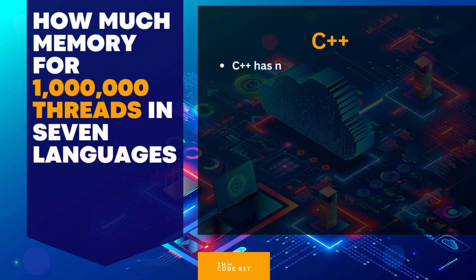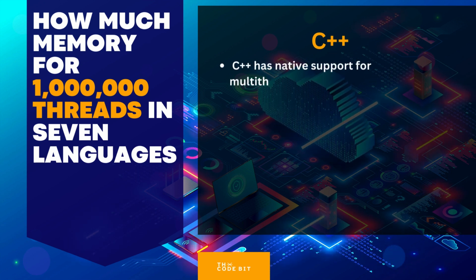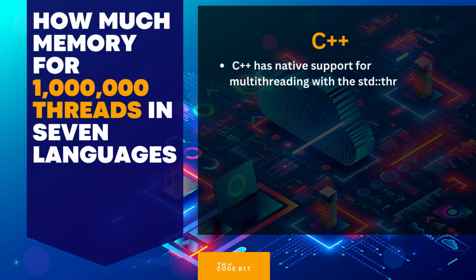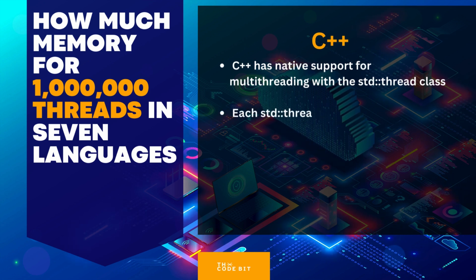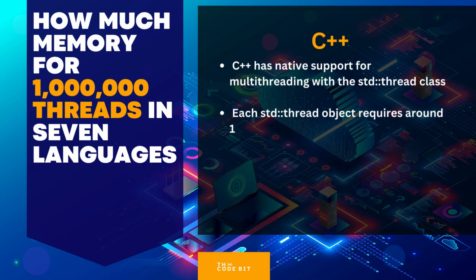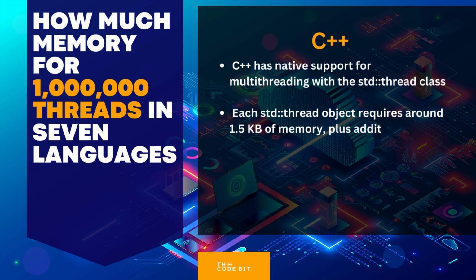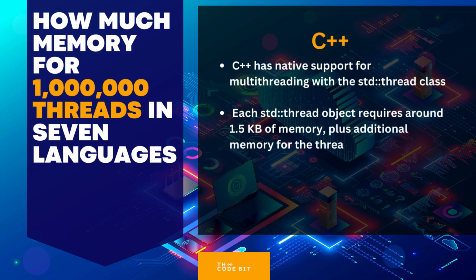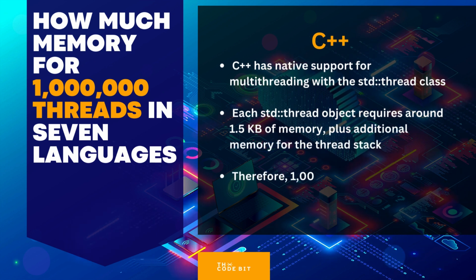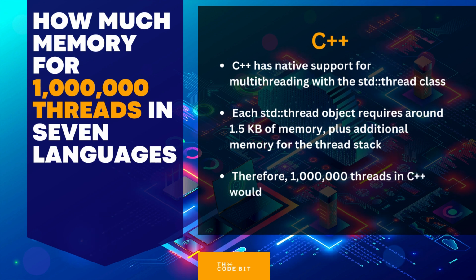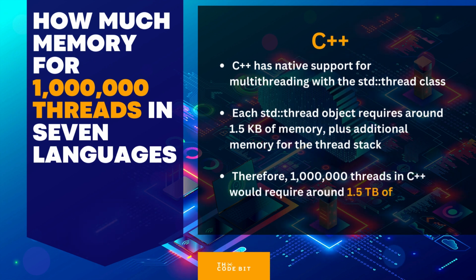C++ has native support for multi-threading with the standard std::thread class. Each standard thread object requires around 1.5 kilobytes of memory, plus additional memory for the thread stack. Therefore, 1 million threads in C++ would require around 1.5 terabytes of memory.